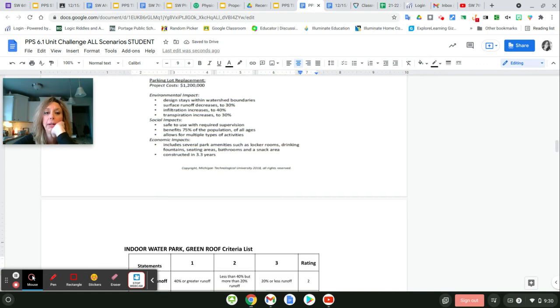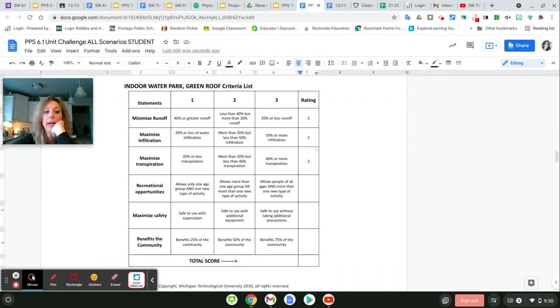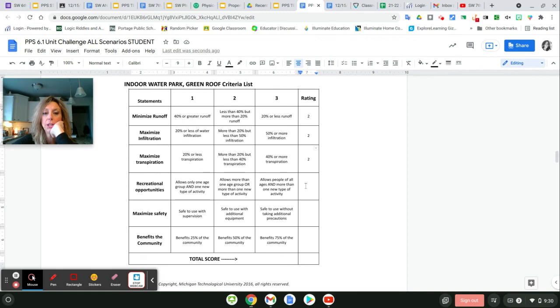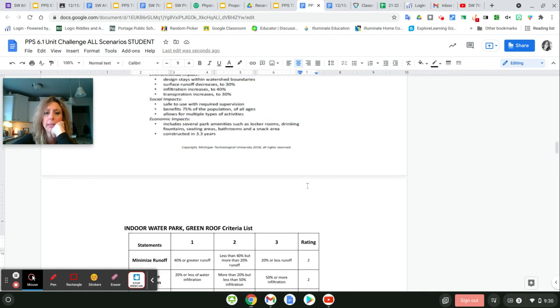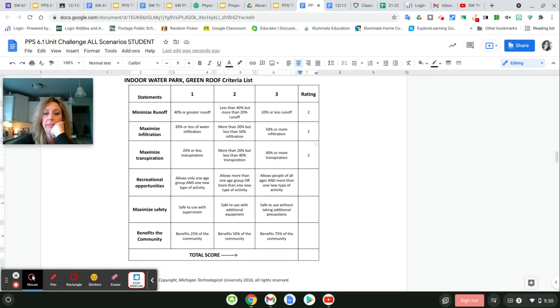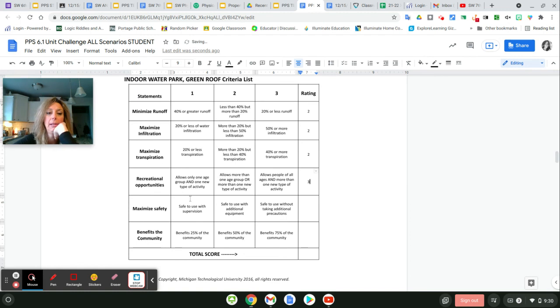Recreational opportunities. It's safe to use with required supervision. It benefits 75% of population, all ages, allows for multiple types of activities. It includes park amenities. Okay. Recreational, all ages, and allows multiple types of activities. So we'll give that a 3. Maximizing safety. Need to have supervision. So that's a 1. And it benefits 75% of the community. Well, it's got a high rating there.